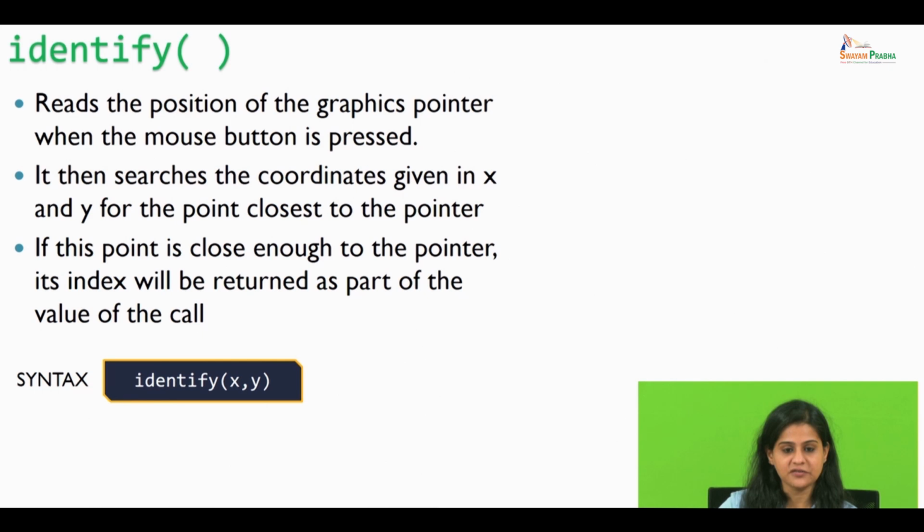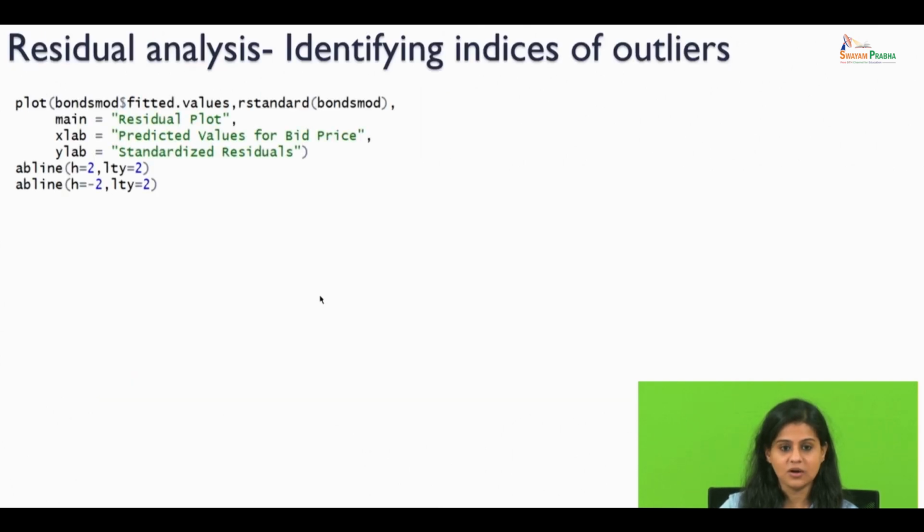Now let's look at the syntax for it. Identify is a function, and x and y are my input parameters. So what are my x and y? They are the coordinates of the points in the scatter plot. Now let's see how to use this function to identify the indices. On my left I have the same commands for the residual plot. So this is what we saw in the last slide. I now use the identify function to identify the indices.